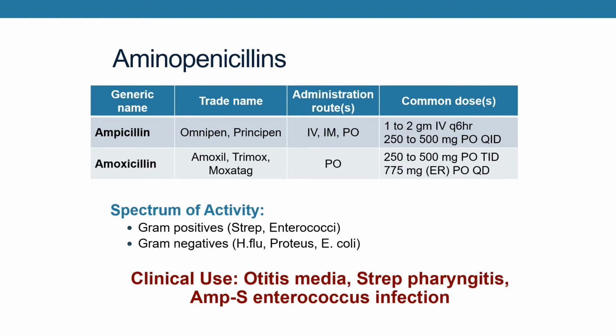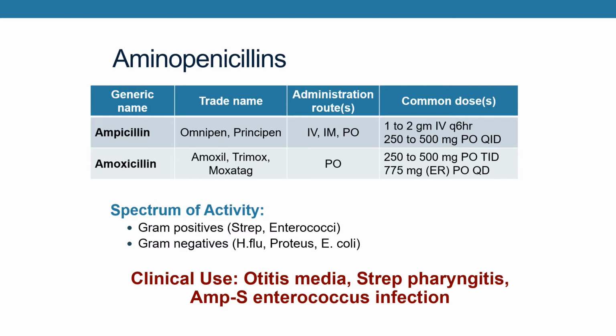Then we have our aminopenicillins, which include ampicillin and amoxicillin. Ampicillin is available in IV, IM, and PO, but we don't really use it PO because of its reduced bioavailability and significantly more GI side effects when compared to amoxicillin. These two drugs cover strep and enterococcus very well, but they do not have activity against Staph aureus.